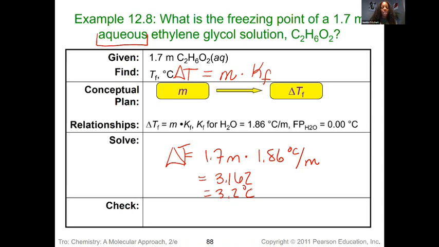Now, that doesn't mean that's the temperature. That's just how much it's going to change. And so we could then say, well, I know the pure solvent is 0, and I'm going to now subtract out 3.2. And so my new freezing point should be negative 3.2 degrees Celsius. Okay, so you can actually calculate what that new freezing point would be.